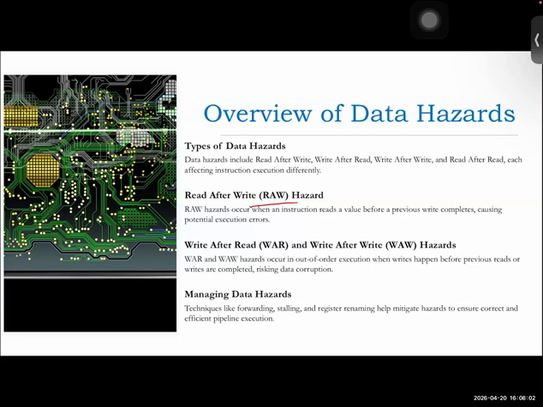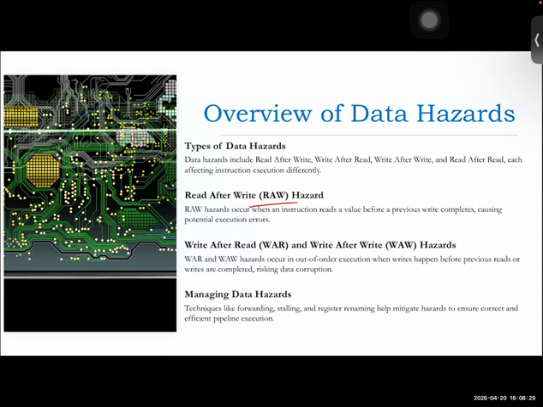So this read after write hazard occurs when the instruction reads a value before the previous instruction completes its execution and writes the value into the register, which gives a wrong value. That causes a potential execution error. And another type of hazard is the anti-dependency hazard, which we call write after read.